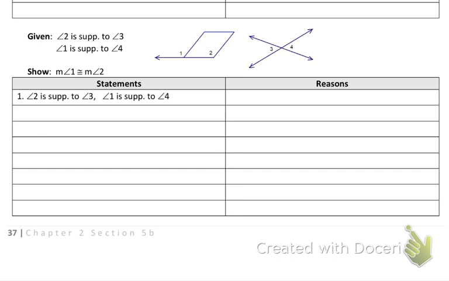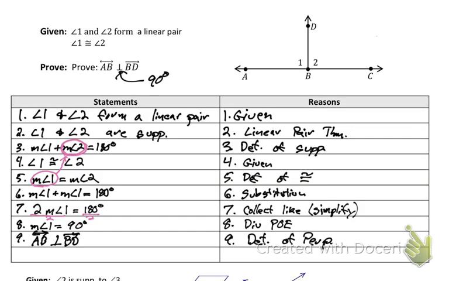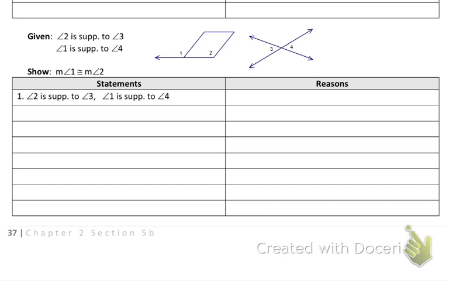So I have angle 2 is supplementary to angle 3. I have angle 1 is supplementary to angle 4. Now remember, we're focusing on 2 theorems right now. We're focusing on the linear pair theorem, and we're focusing on vertical angles. What do we immediately see about this picture? Oliver? I was going to say given, but sure. Yeah. What do we immediately notice about this picture?